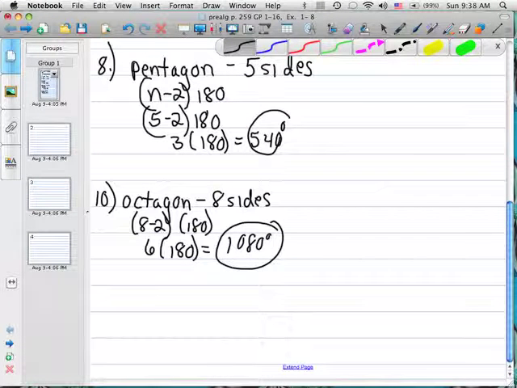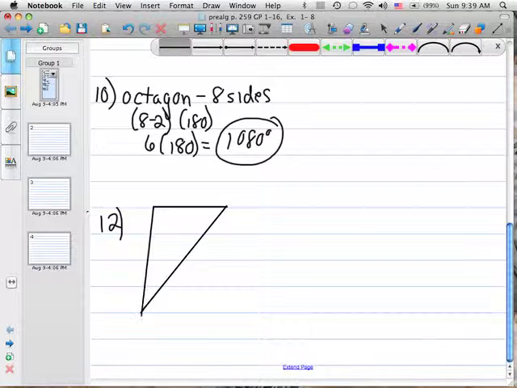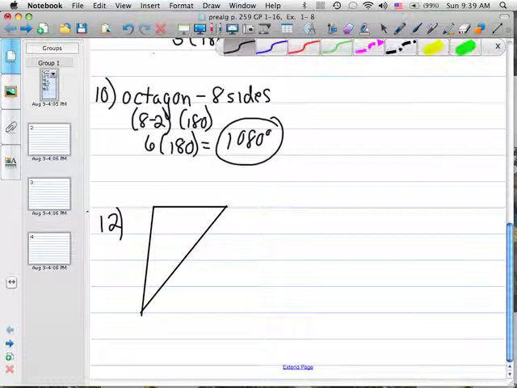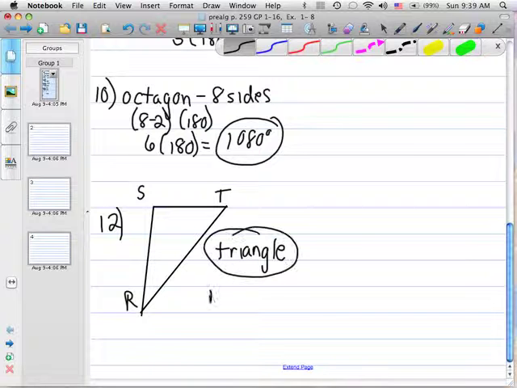Numbers 11 through 13, identify each polygon and then list all of its diagonals. So number 12, let's make the figure. So this is what we have here. The shape has 3 sides, so it is definitely a triangle. And a triangle has no diagonals because all the vertices are adjacent, so there's no way to draw a diagonal. So just a triangle, no diagonals.